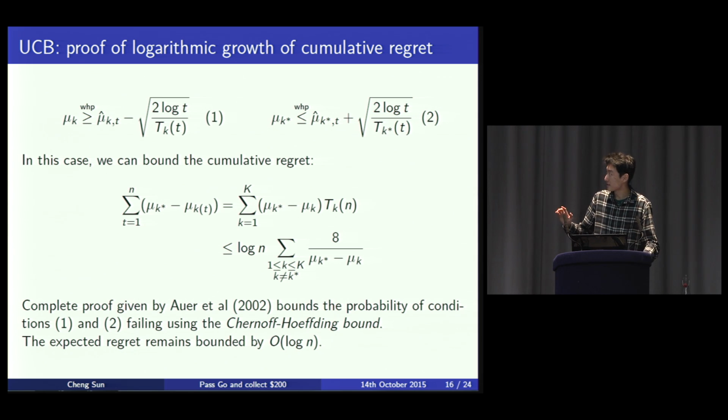Now, this actually only holds when we assume that these two conditions at the top are true, which empirically they are. But it's possible to complete this proof by using the Chernoff-Hoeffding bound, which is a bound in statistics. And all that does is it adds a small constant to this bound. So the expected regret remains bounded on the order of log n. So that's pretty cool.